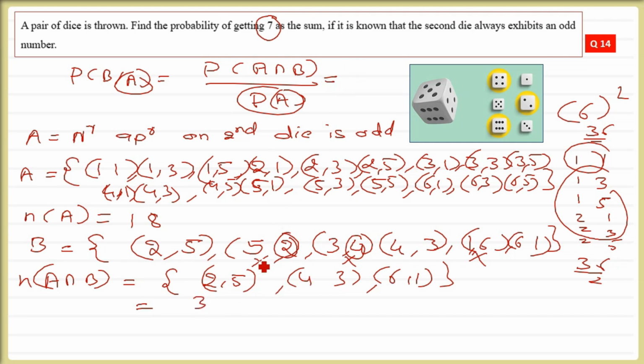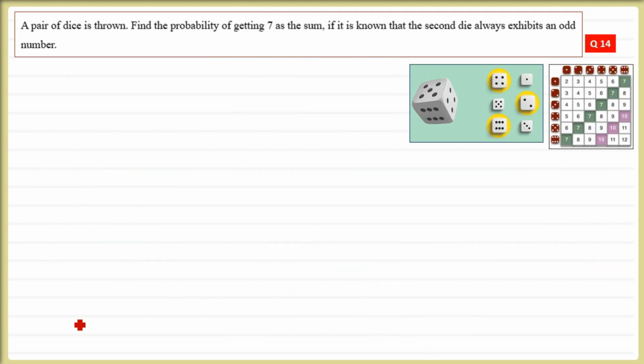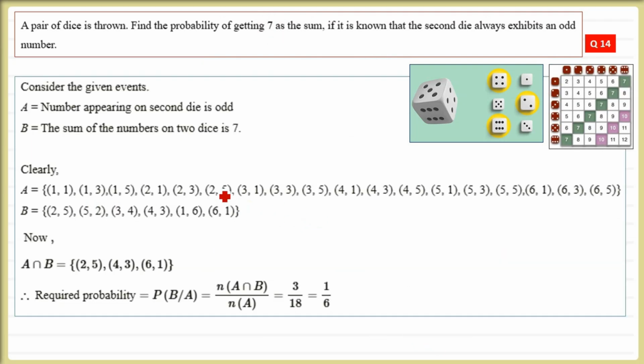Just count them. So the formula we have written earlier, P(B|A) is n(A intersection B) which is 3, and n(A), number of elements in A, is 18. So 1 by 6. P(B|A) is 1 by 6. That is your result. Now this is how you need to write it, and if you are aware of the two dice, the proper combinations and the sample spaces, then this question will be quite easy for you. So the common values are this and the required probability is this.